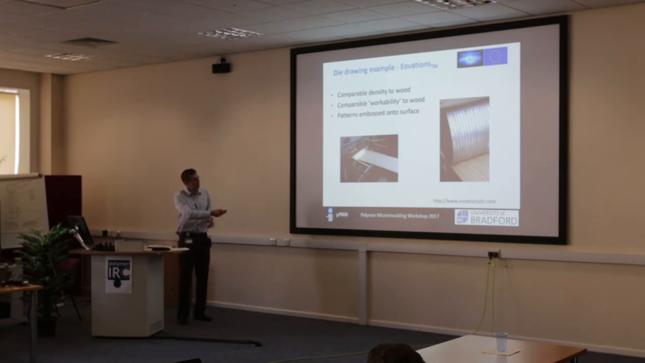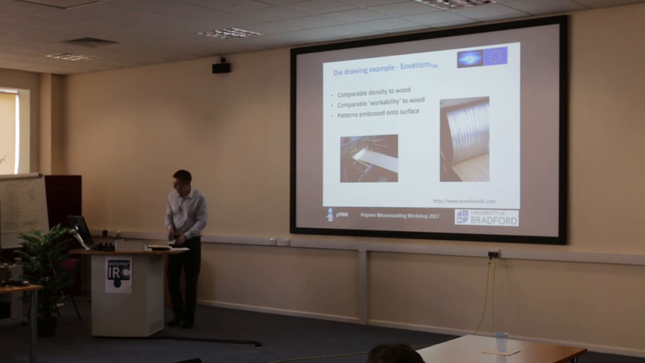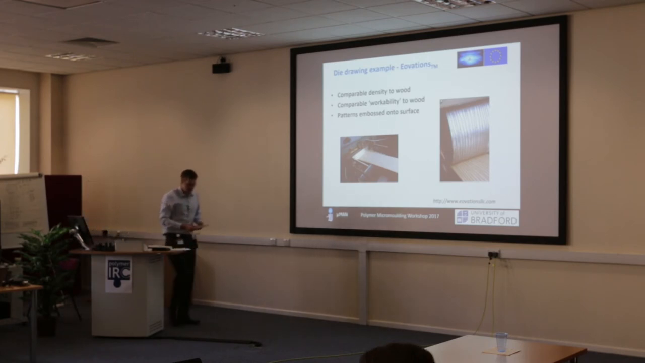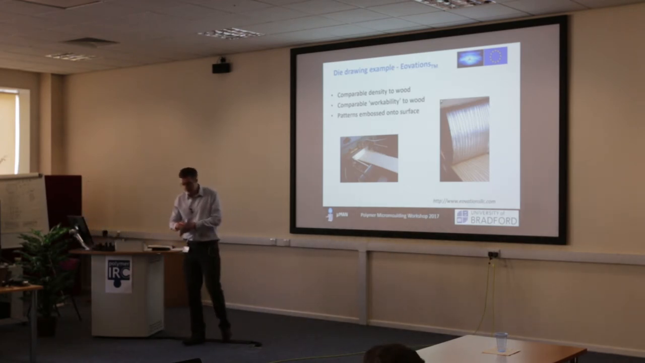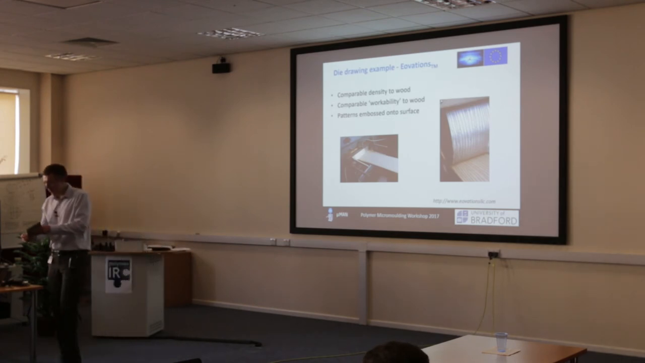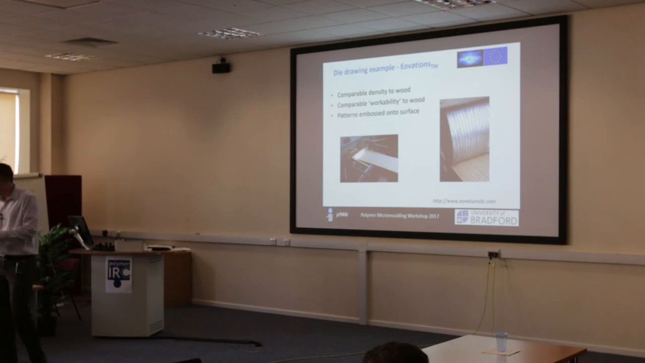So the company produced this by die drawing. They then embossed it, so they put this material through rollers to form a kind of wood pattern. So this is an example of one of their products. So you can see the embossed pattern on it. And you can also see the kind of fibrous nature. It kind of feels like wood, or this is polymer with a mineral filler.